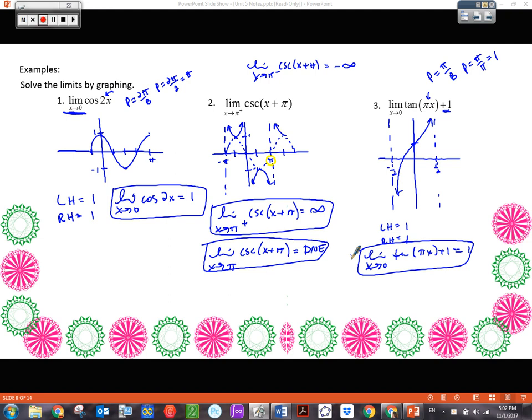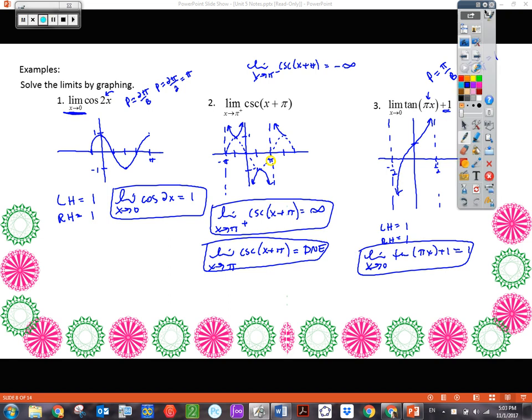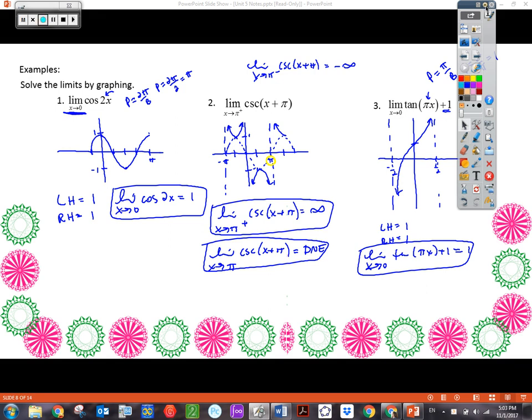Alright, so that is our very first lesson on limits, which is very exciting, and we will look at a different way to solve limits in the next lesson. But for this lesson, we're just looking at graphing. All right.